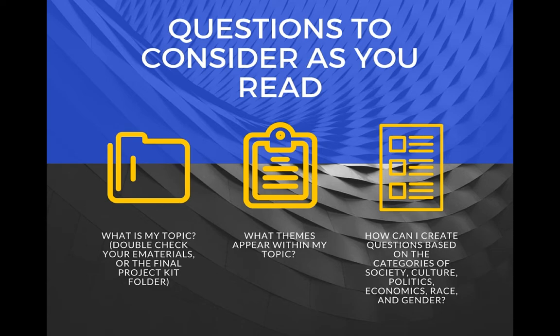But here are some questions I want you to think about as you are reading your sources and as you are thinking about how to pick out trends for your paper. Once again, and this probably sounds pretty obvious, but go back and double check your topic, and more specifically double check that research question that goes along with your topic. That is when you can begin to look for themes.